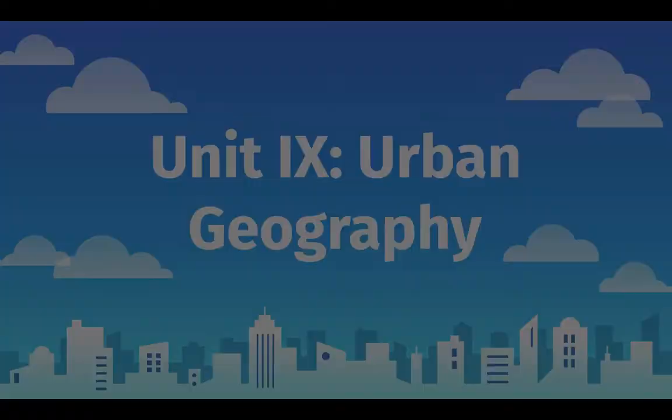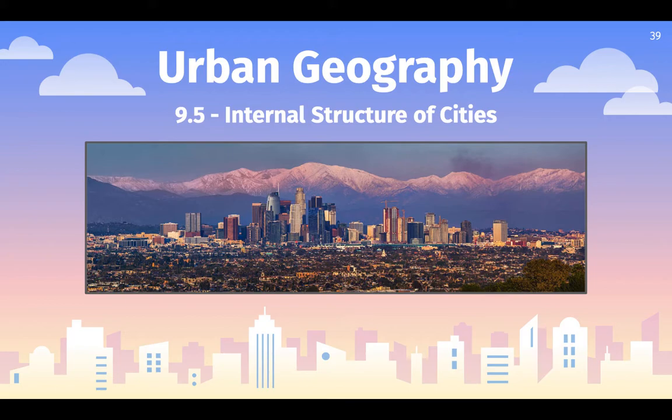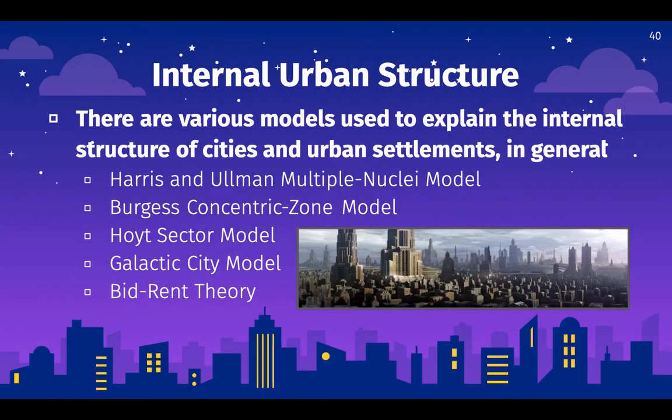Mr. Lewis here, ready to go through another section of urban geography in AP HuG today as we continue our study of cities. And today we're going to look at section 9.5, the internal structure of cities. And we're going to do that by learning about a few different models that were developed throughout the early and middle parts of the 1900s in an attempt to explain and predict urban growth.